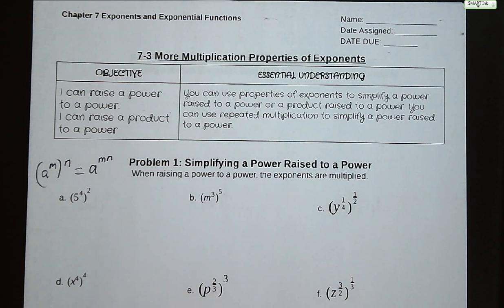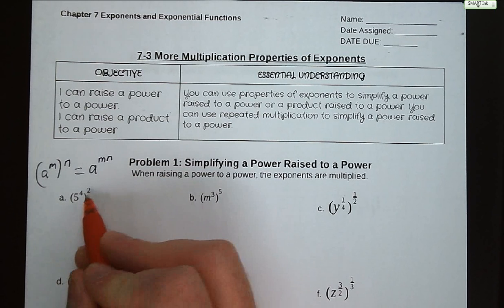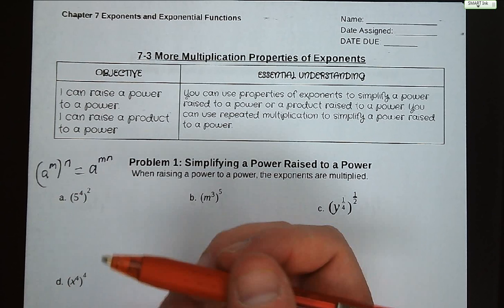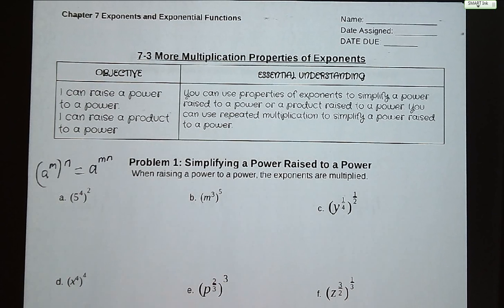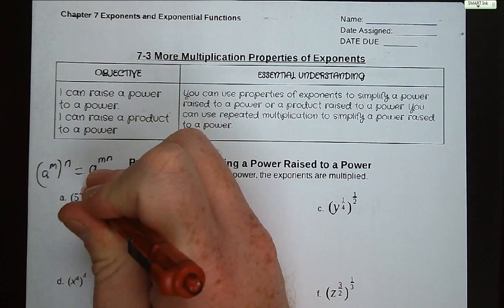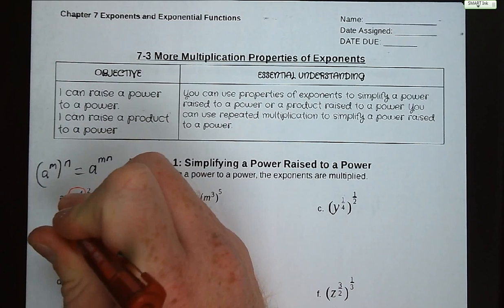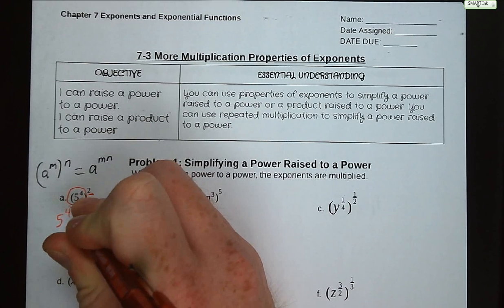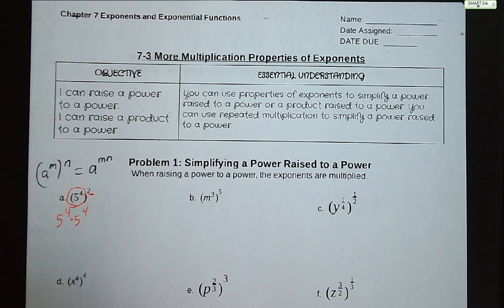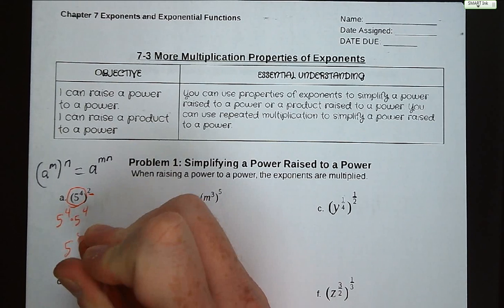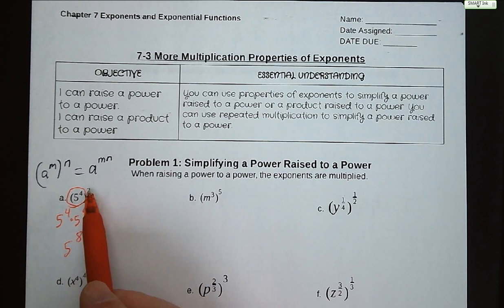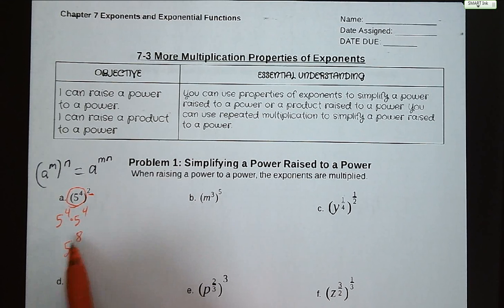Okay? So looking at problem A, we've got 5 to the 4th being squared. You remember, when we are dealing with exponents, the exponent tells us how many times the base is being multiplied. Well, in this case, the base is 5 to the 4th, and it's being multiplied 2 times. So if we wrote it in expanded form, it would look like this: 5 to the 4th times 5 to the 4th. And now we have 5 to the 8th power. So 4 times 2 is 8. 4 plus 4 is 8.